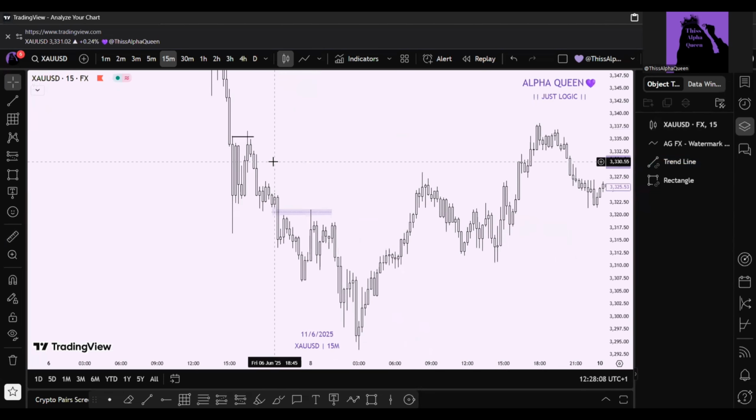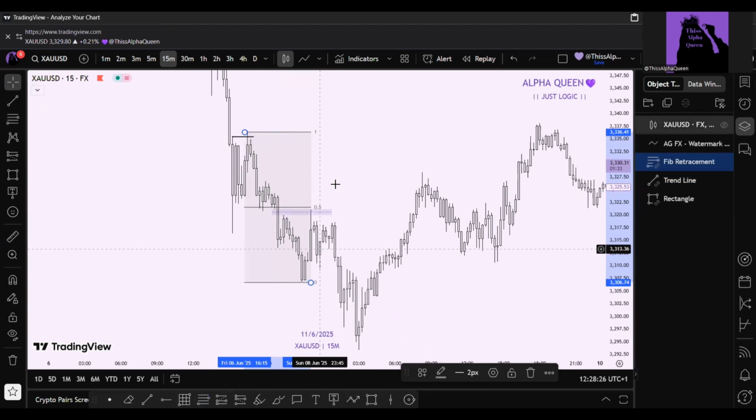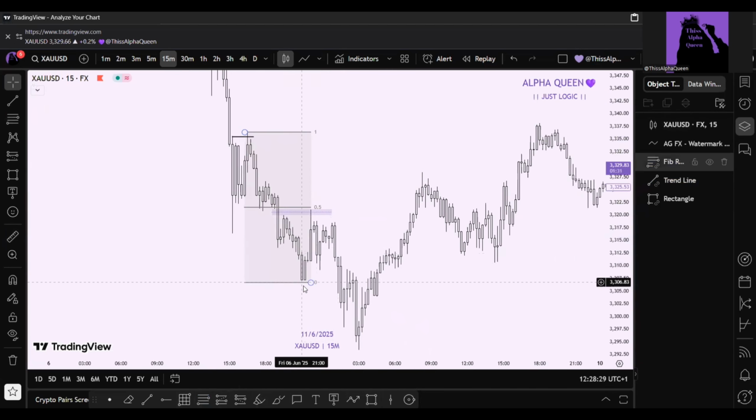So now I want to measure from my protected high to my low. This is my protected high because it cleared out liquidity. Then the low that was formed was this point. Okay, that was the first thing I did.